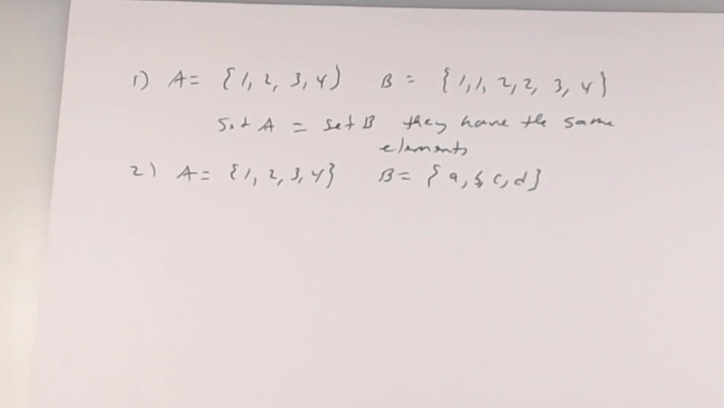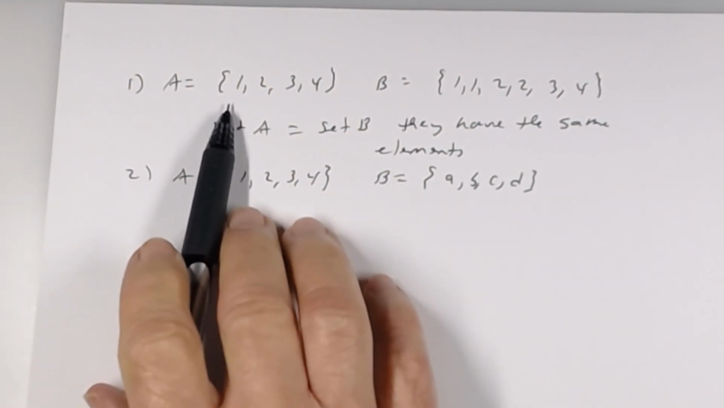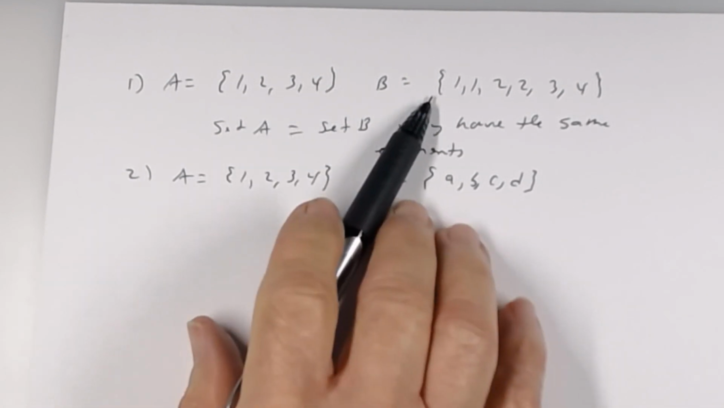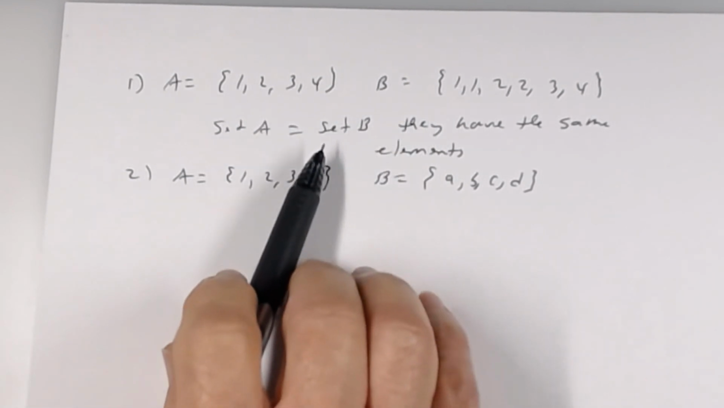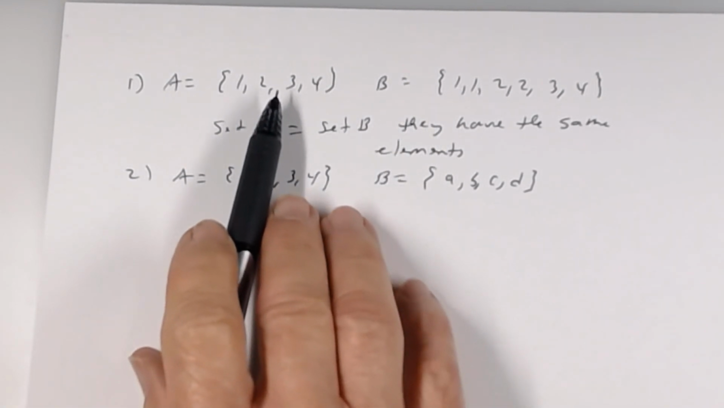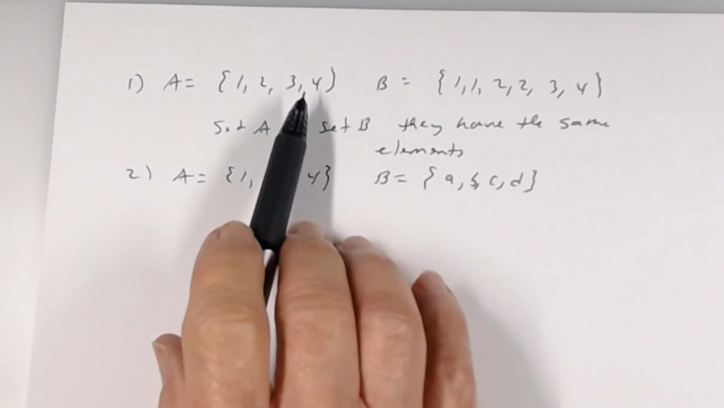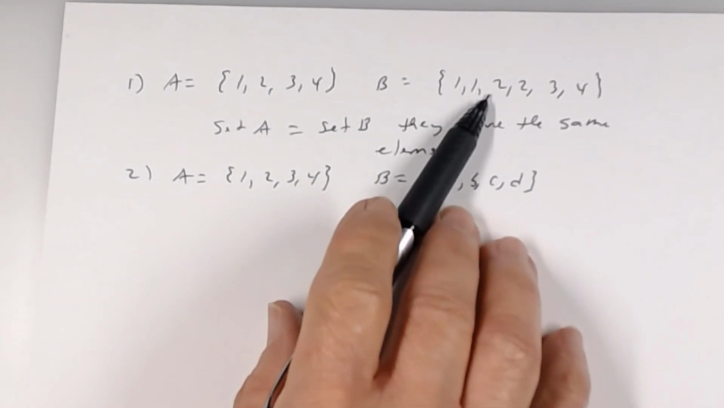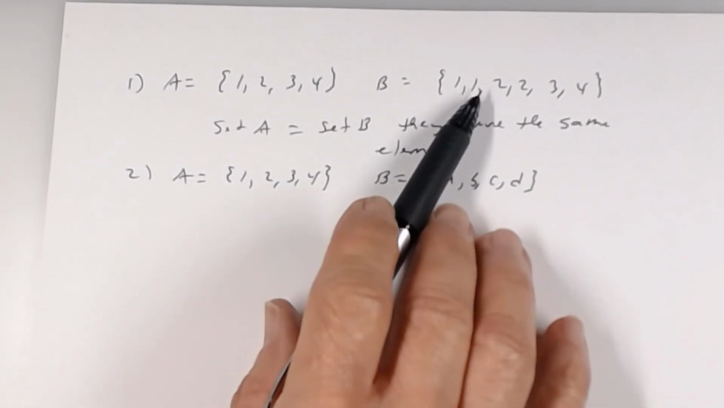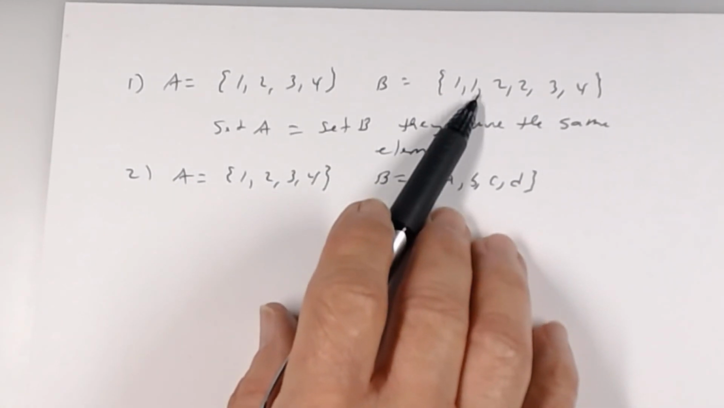Okay, so number one, we have that these two sets we said were equal. Why were they equal? Because they had the same elements. Okay, even though you saw some repetition there, it did not matter. They're still equivalent. I'm sorry, they're still equal.